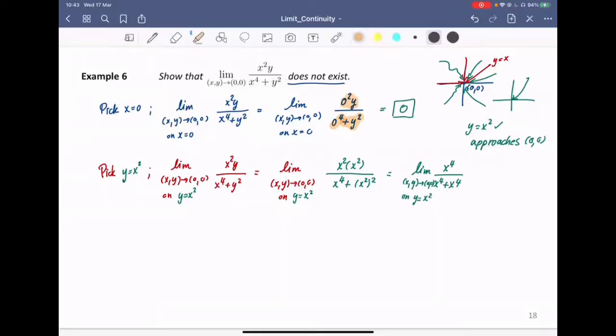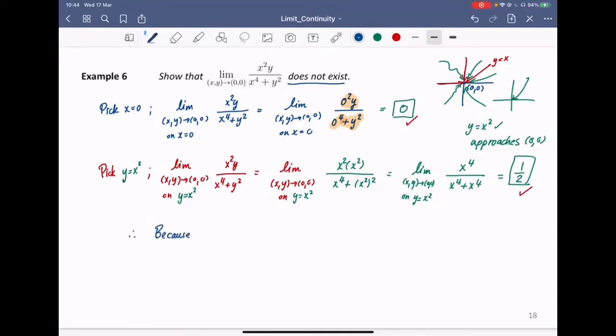You cannot read my handwriting now, so I'll make more space here. So x to the fourth. The top one is x to the fourth, the bottom one is x to the fourth plus x to the fourth. So this is actually 1/2, because x to the fourth cancels out, so you get 1/2. Bang, this is good. So now our conclusion is going to be the limit.